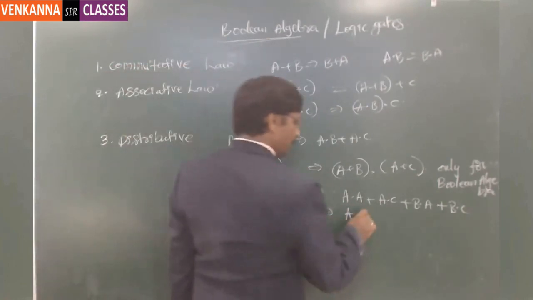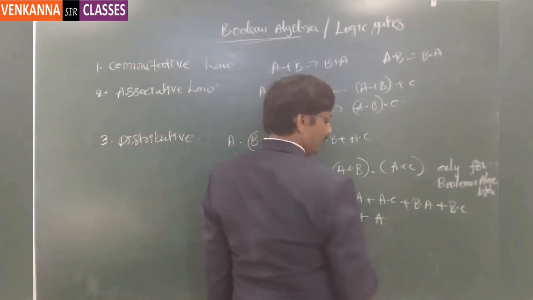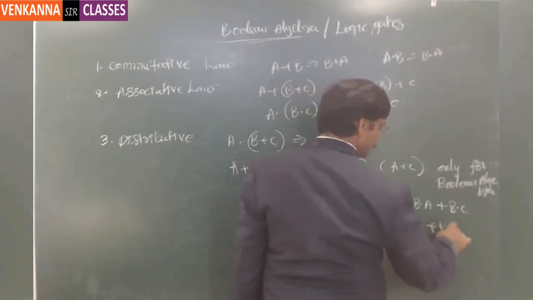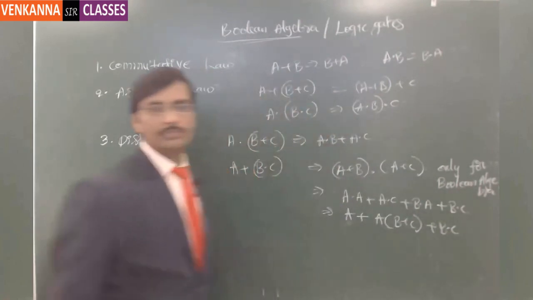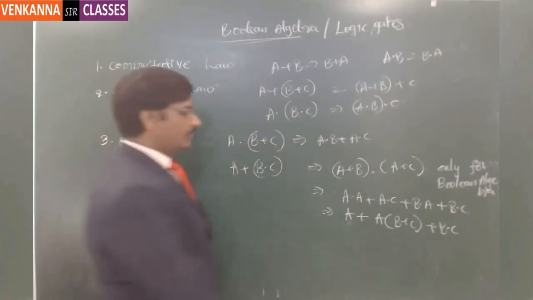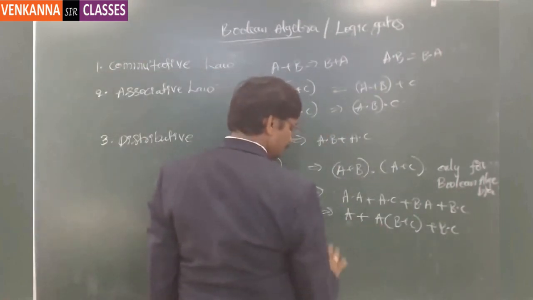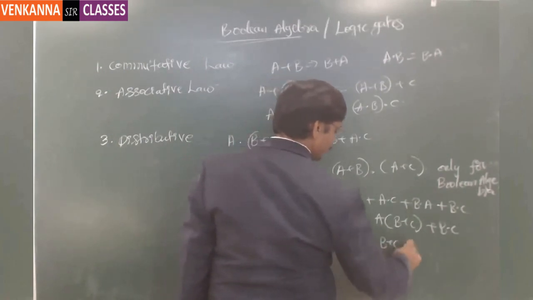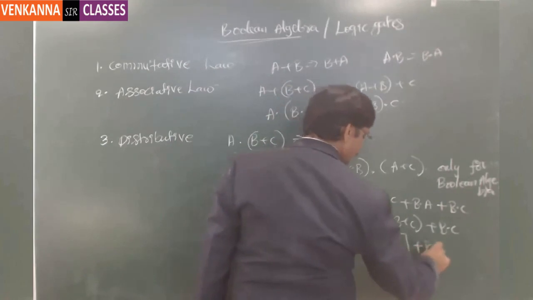So plus, if I take a common, this is going to be b plus c plus b dot c. And then if I take a out of this, this is going to be a times of 1 plus b plus c plus b dot c.